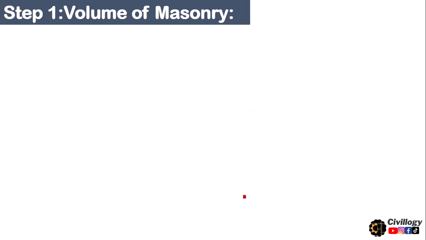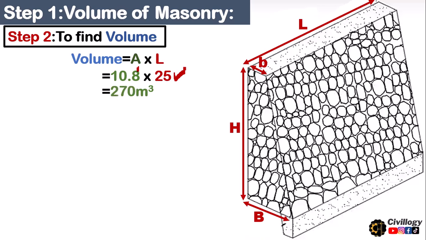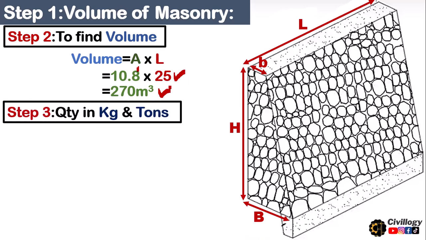As we are trying to find the volume of masonry and the area has already been calculated for this wall, now we are going to calculate the volume. Volume is equal to area times length. The area was calculated on the previous slide, which is 10.8, and the length of this wall is 25 meters. So the total volume will become 270 cubic meters. There are sub-steps in step 1, and this is step 3 in step 1, that is volume of masonry.